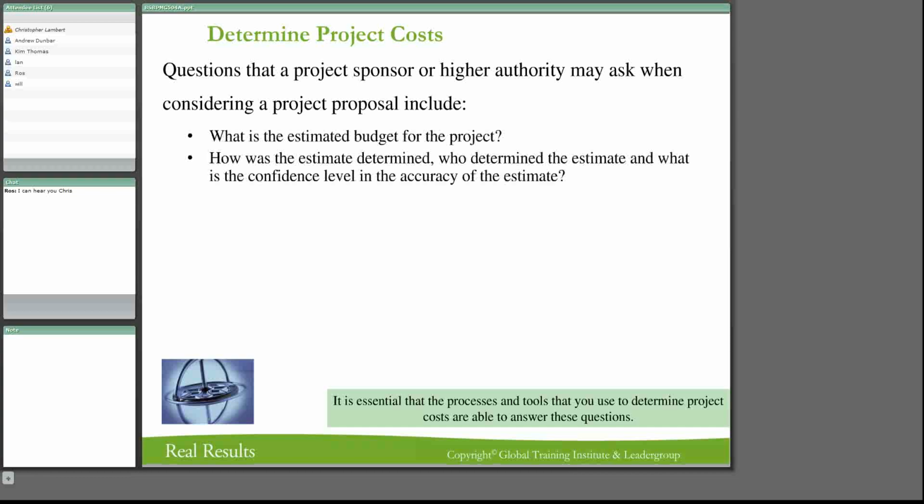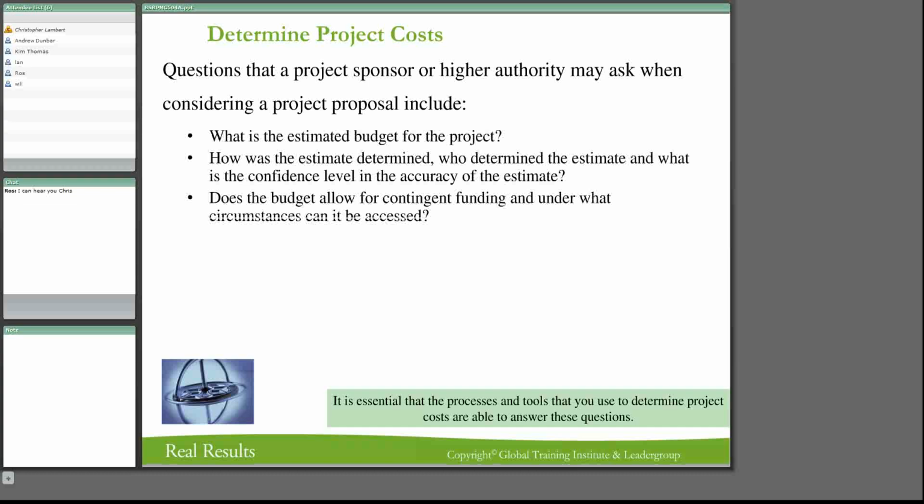And then the second question that's going to come up is, how was the estimate determined? How did you determine that estimate? Who determined the estimate? What is the confidence level in the accuracy of this estimate? So you've got to have some sort of confidence in the estimate. And the project sponsors are more than likely going to ask you, well, how did you get there? We're going to look at some of those techniques. It's not easy to determine some of the costing of some projects. And that's a risk area which we'll be looking at soon. But let's look at the project costing. And you've got to have some confidence in the estimate that you've actually provided.